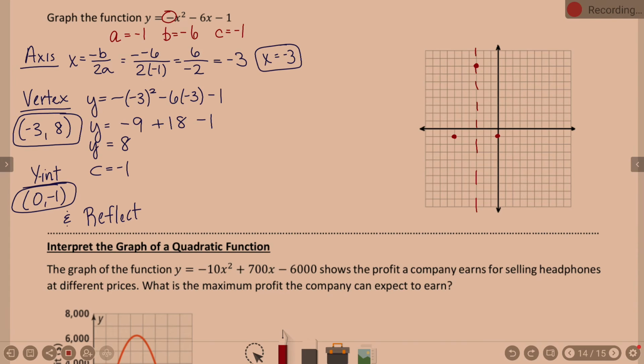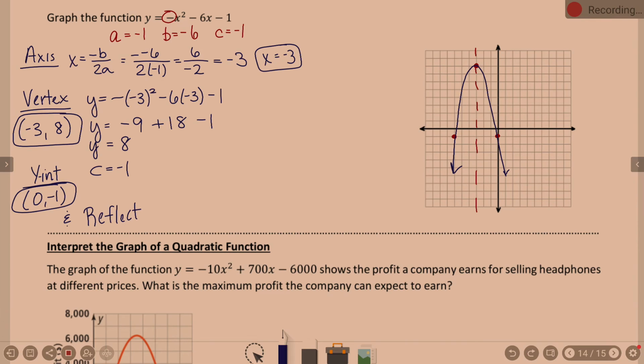Now, if you were able to graph that without doing your axis of symmetry, more power to you. If you kind of messed up your reflection, you might want the y-intercept. And I'm going to attempt to make this a U-shape as opposed to a V-shape. Okay. Are we good? We have what we need here? Yeah. Easy money.